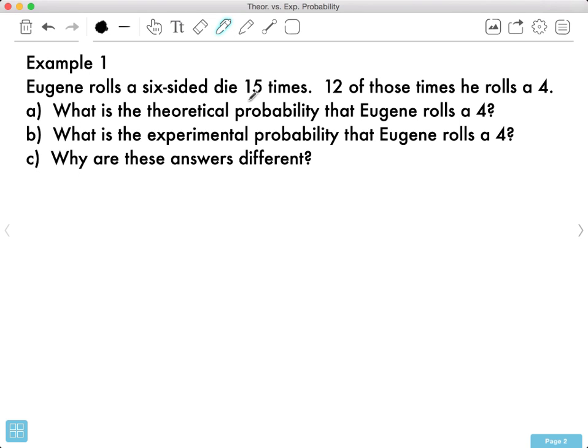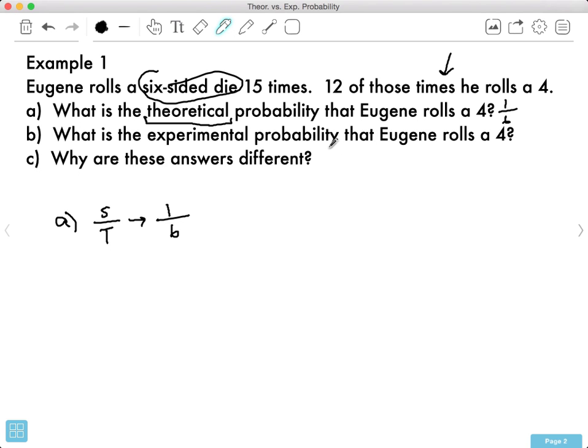Eugene rolls a six-sided die 15 times. 12 of those times he rolls a 4. So the first question is, what's the theoretical probability that Eugene rolls a 4? Theoretical isn't based on what actually happened, so we don't care about this at all. Theoretical just says the probability is successful outcomes over total outcomes. So on a six-sided die, there are 6 possible outcomes, and rolling a 4 is one of those outcomes. So your theoretical probability of rolling a 4 is 1 out of 6.